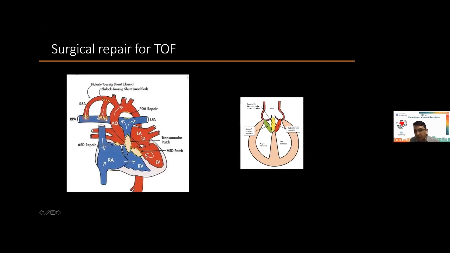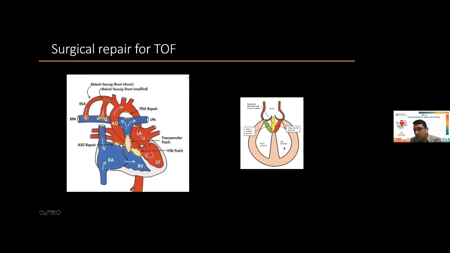We have to open this narrowed segment, and in that process, if the pulmonary valve annulus is small, we have to put a patch that is called a transannular patch. If that is not possible, if the pulmonary arteries are small, then sometimes we give an aortopulmonary shunt. So BT shunt or modified BT shunt is also given in these patients.